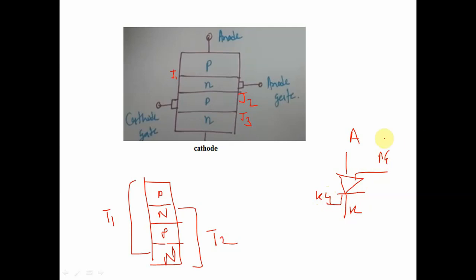So the most important point is that when a positive supply is applied to the anode gate, SCS will be turned off, and when a positive supply is applied to the cathode gate, SCS will be turned on. This is the most important parameter related to the SCS, and it is what distinguishes it from the SCR.